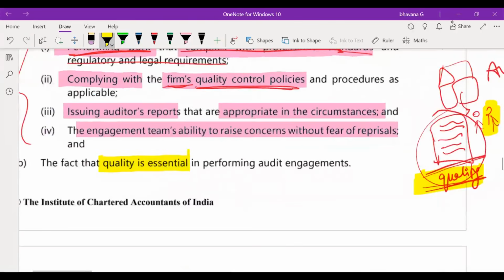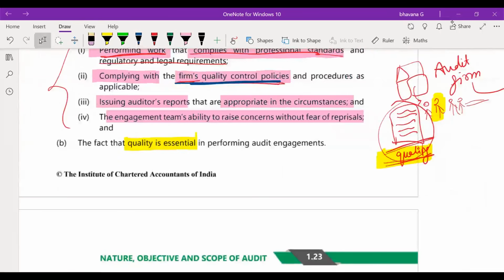Once again, the firm's quality related policy he has to comply with. This will show that for the auditor, quality is very important. Next, issuing auditor's reports that are appropriate in the circumstances. That means whatever audit report you are giving, if you need to give a qualified opinion, you give a qualified opinion. If you want to give an unqualified opinion, you give an unqualified opinion. Whatever is appropriate to the circumstances. If you give such an audit report, you show that quality is very important to you.